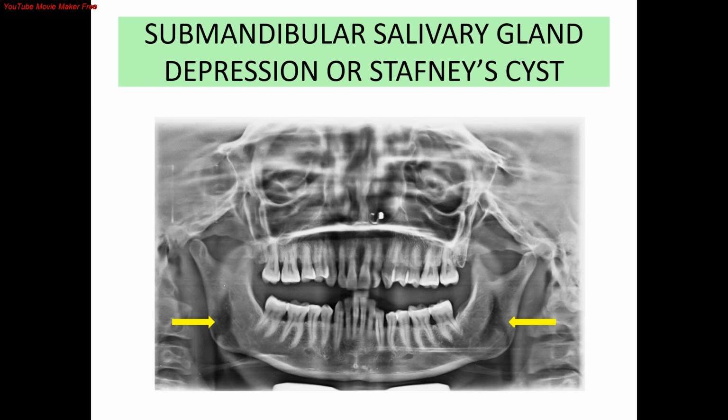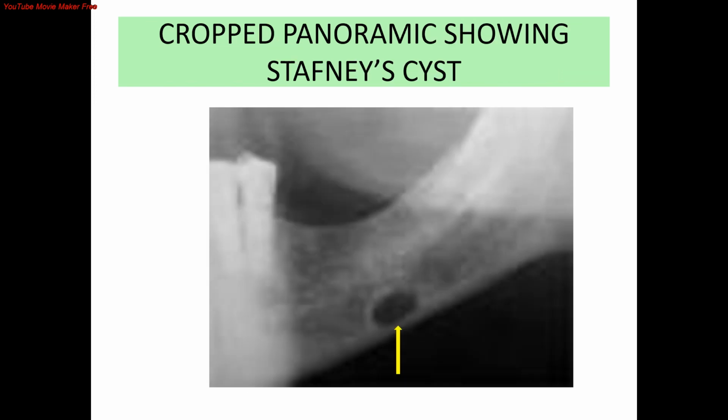Sometimes bilateral radiolucencies are seen in the angle area. It is due to the presence of the submandibular salivary gland depression or fossa on the lingual side. Though it is normal, it looks cystic, so it is called Stafne cyst, shown by yellow arrow. Now here is a cropped panoramic showing a radiolucent cavity which mimics a cyst. It is due to the fossa created for the submandibular gland, and since it does not enlarge, it is also called static bone cyst.